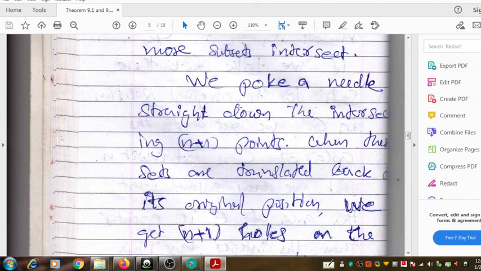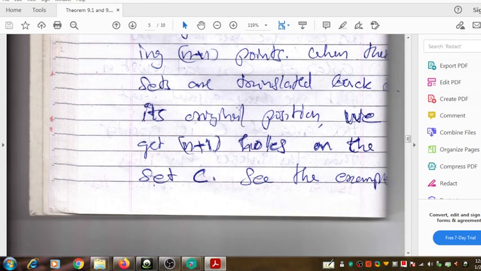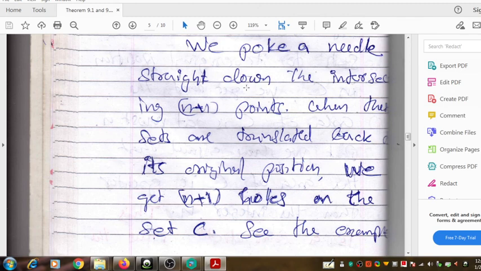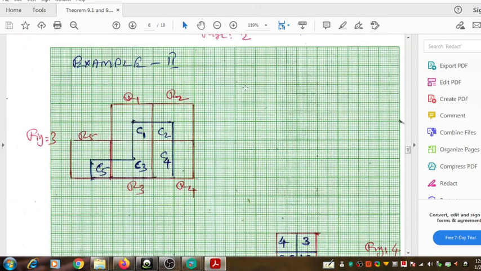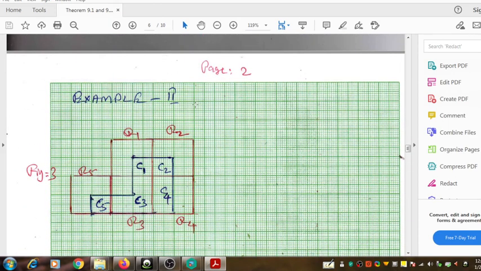Then we take back all the subsets to their original positions, so they become part of the original set C again. How many holes will there be? Due to these n plus 1 intersecting sections, you will get n plus 1 holes in the original set C. To illustrate this, you can refer to this figure, example number 2.